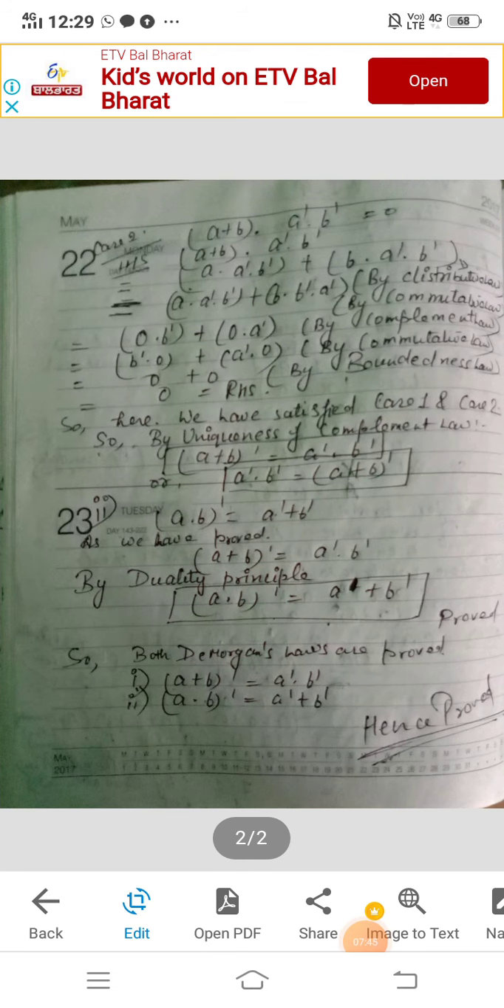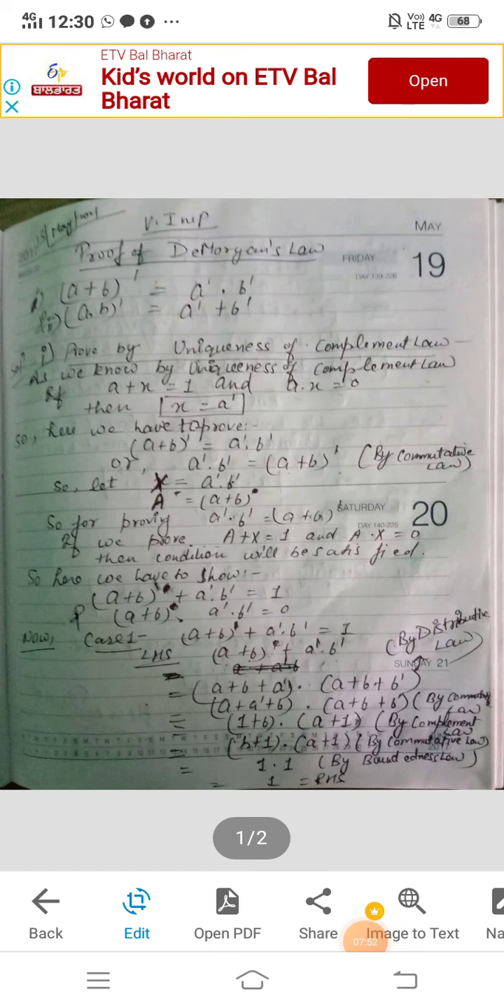It will generally be asked in your exams. So you must practice it well. You will have to learn all the laws, as well as practice by writing them. You will have to just memorize all the laws, because these are applied everywhere in simplification and in the next numericals also. These are very useful.